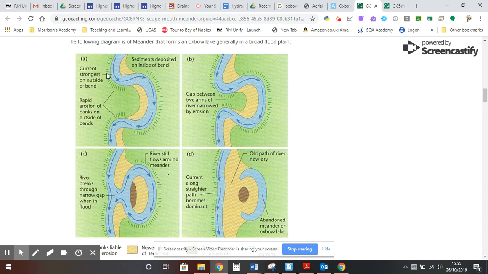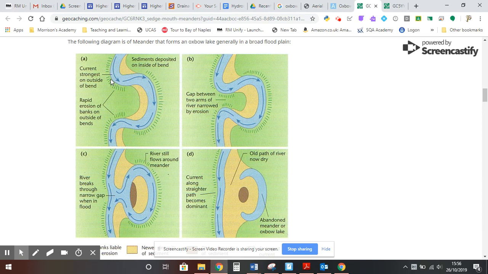Now, as soon as you talk about the rate of erosion, you want to then say this can happen through abrasion, which is where rocks in the river channel are pushed against the outside and chip away at the river bank and riverbed, making it deeper and wider on this side because of abrasion.